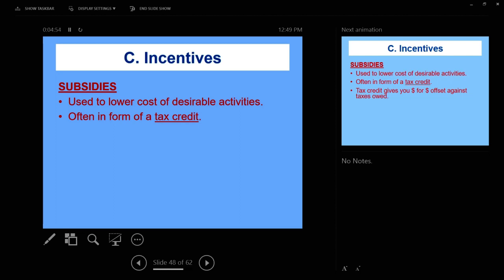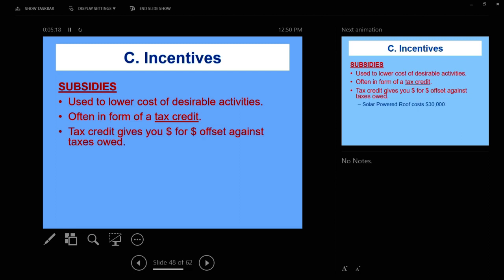And I'm pointing this out because I don't want you to be confused if you're reading about something and it talks about a tax credit. A tax credit is really like a negative tax. Instead of you paying government, they're paying you. And so let's say there's a $2,000 tax credit for alternative fuel vehicles. Well, then the government's essentially paying me.